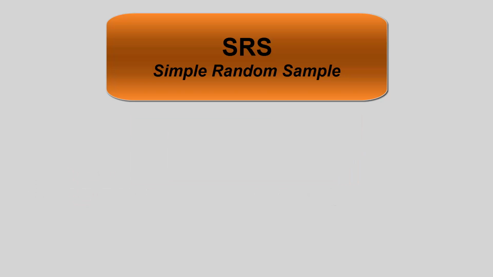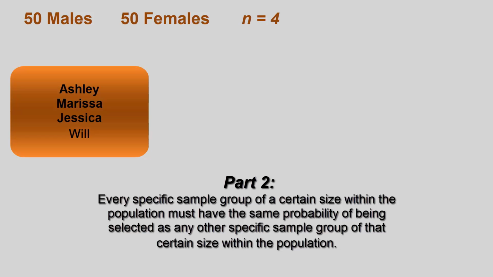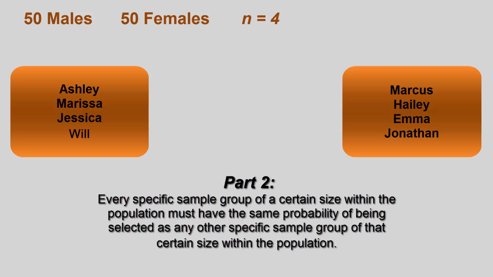Part 2 is tricky, so pay attention. Suppose there are 50 males and 50 females, and a random sample of 4 will be taken. Any group of 4 should be just as likely as any other group of 4. Perhaps Ashley, Marissa, Jessica, and Will are 4 of the 100 people in the population. They represent one specific sample of 4 from the population. They should be just as likely to be selected as Marcus, Haley, Emma, and Jonathan.